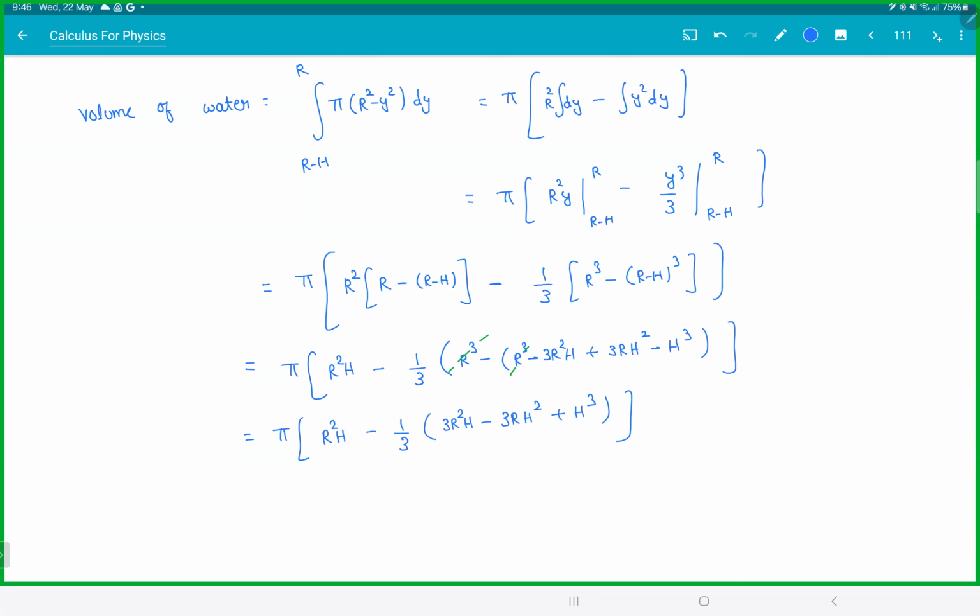And if you observe here, this and this will cancel. Like I said, it looks big and dangerous, but everything cancels out actually. R square h, and minus minus is plus, r h square minus h cube by 3. This guy and this guy go off. You end up with pi into h square, r minus h by 3.